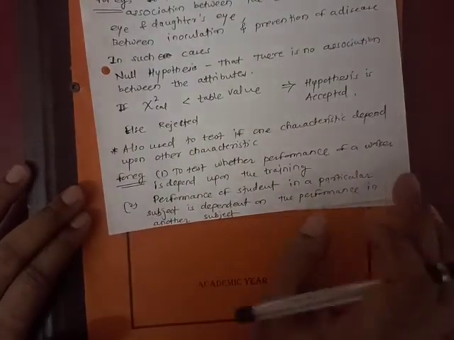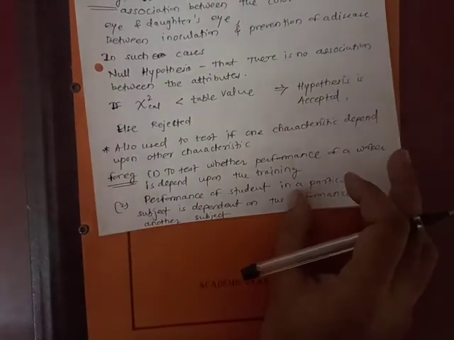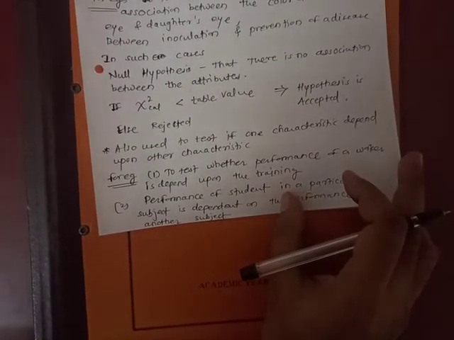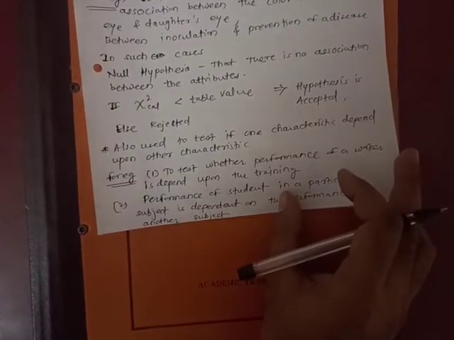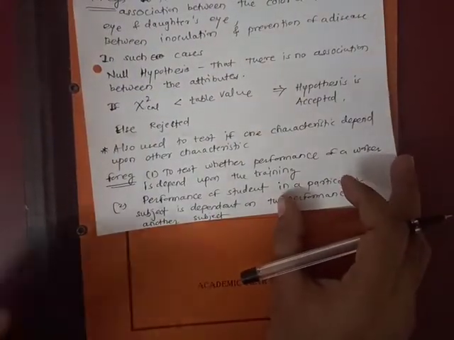What I am saying is that using chi-square distribution in this way to test the independence of one attribute on another attribute is called test of independence. Another use is to test goodness of fit.